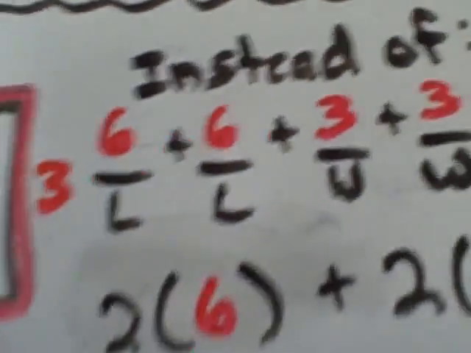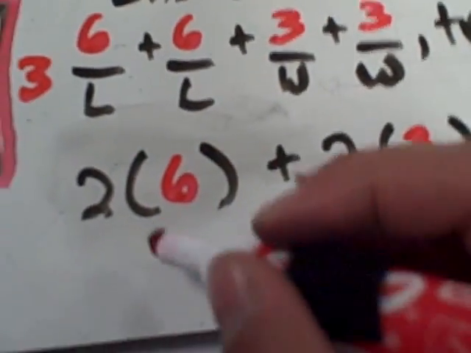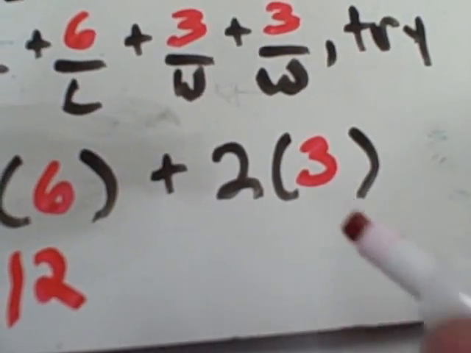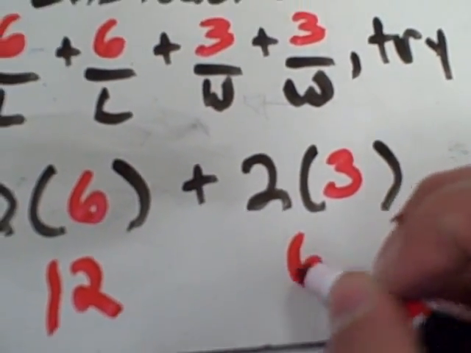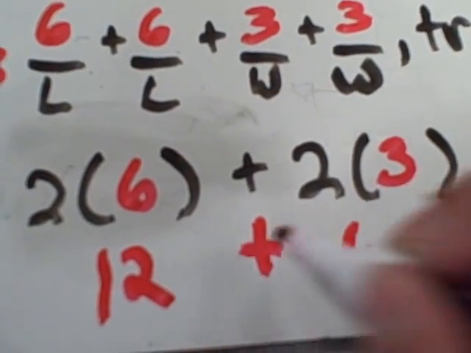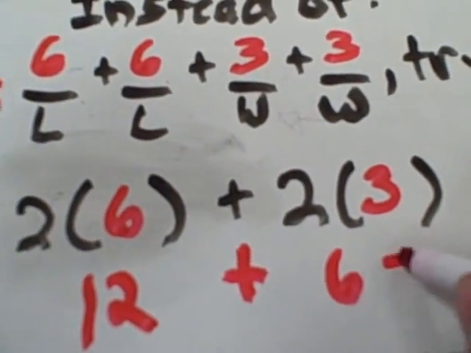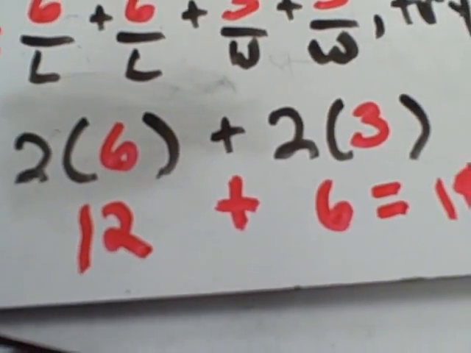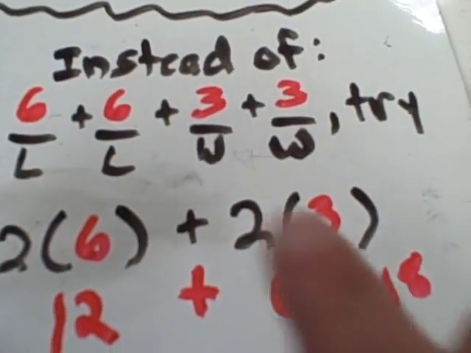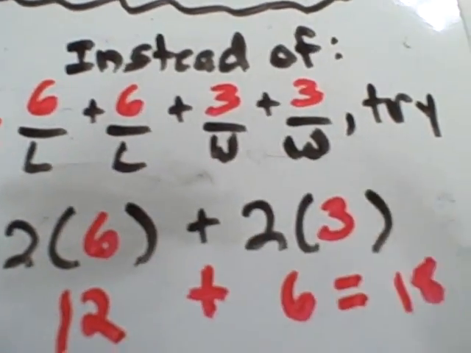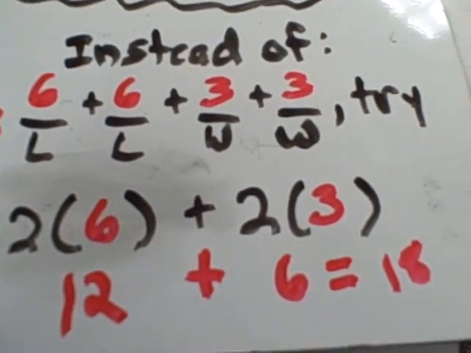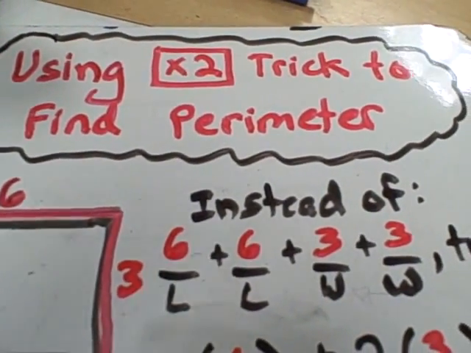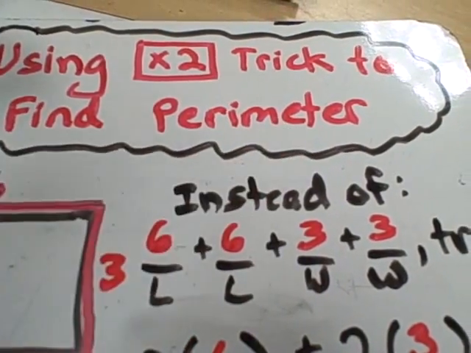Now, let's figure this out. 2 times 6 equals 12. What's 2 times 3? 6. So if I add up my 2 parts, I'm going to get 18. And guess what? I'd get the same thing if I did 6 plus 6, which is 12, and 3 plus 3, which is 6. But that's going to help us out for the next section when we do not have the side length, and instead we're given the perimeter.